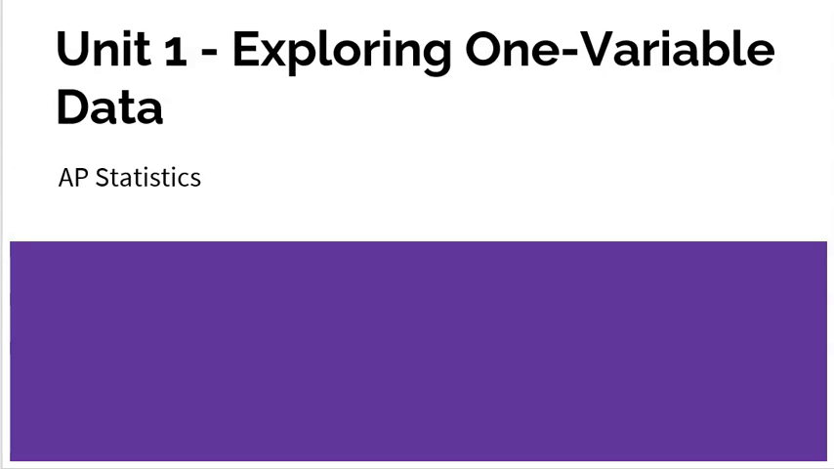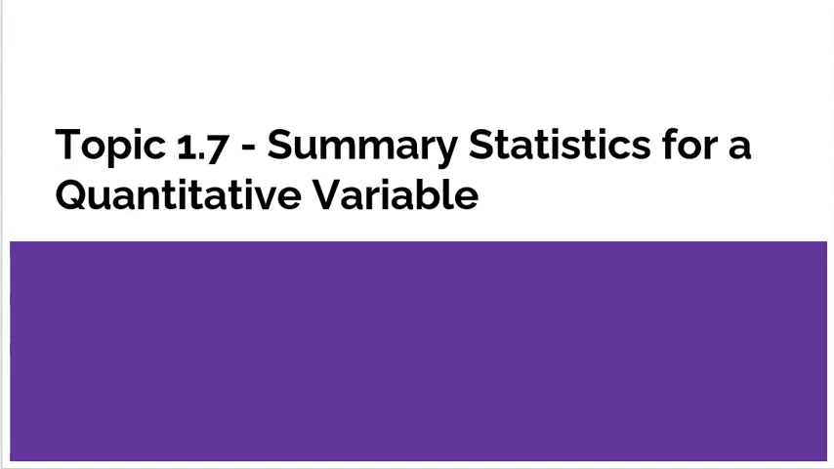Welcome to AP Statistics. We are in Unit 1, Exploring One Variable Data. Today we're going to talk about Topic 1.7, Summary Statistics for a Quantitative Variable.